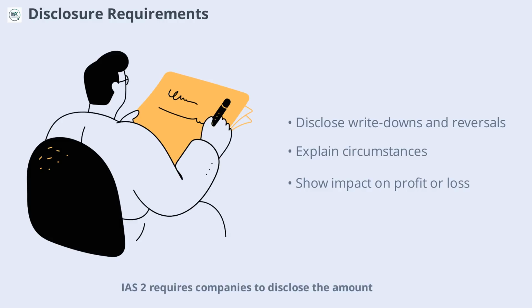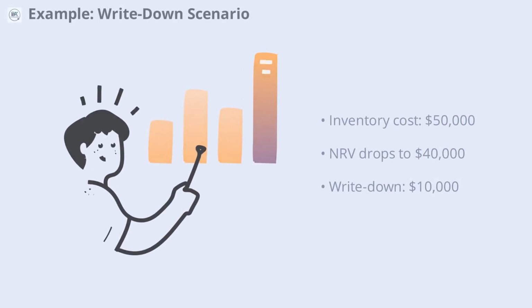IAS 2 requires companies to disclose the amount of any write-downs or reversals in their financial statements. This includes the circumstances that led to the write-down or reversal and the impact on profit or loss. Transparent disclosure helps users of financial statements understand the nature and significance of inventory adjustments, supporting better decision-making by investors and other stakeholders. Let's consider a practical example.